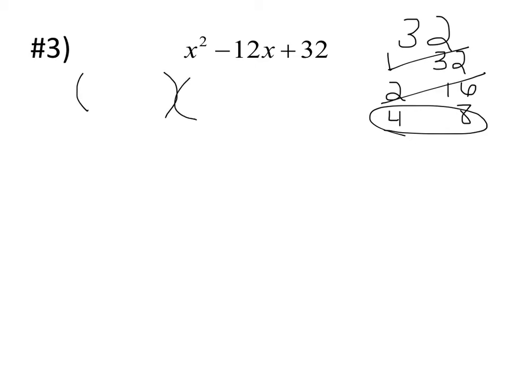Draw your parentheses. Bring an x down. Put it in the front of both. Now remember, always keep your first sign. So your first sign is negative, so you're going to keep a negative. If your first sign is negative, you change your second sign. So since my first sign is negative, I change my second sign. It was positive, now I'm going to change it to negative. You always write your larger number first, so 8's larger than 4.